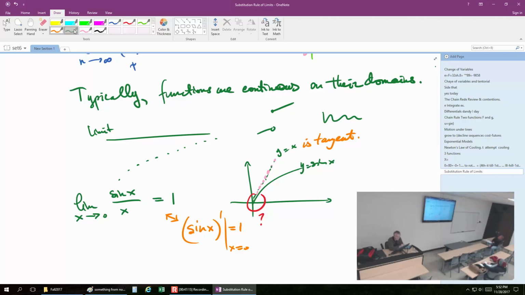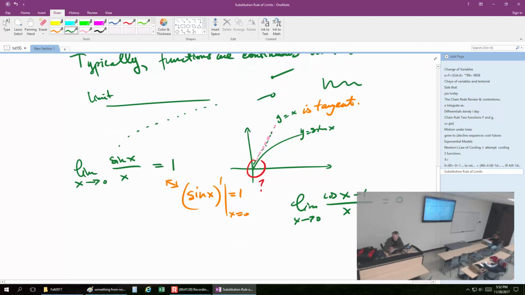Another very similar one is cosine x minus 1 over x. The same exact story. The limit is 0, however. Once again, this is my cosine, and the tangent at 0 will in fact be horizontal.